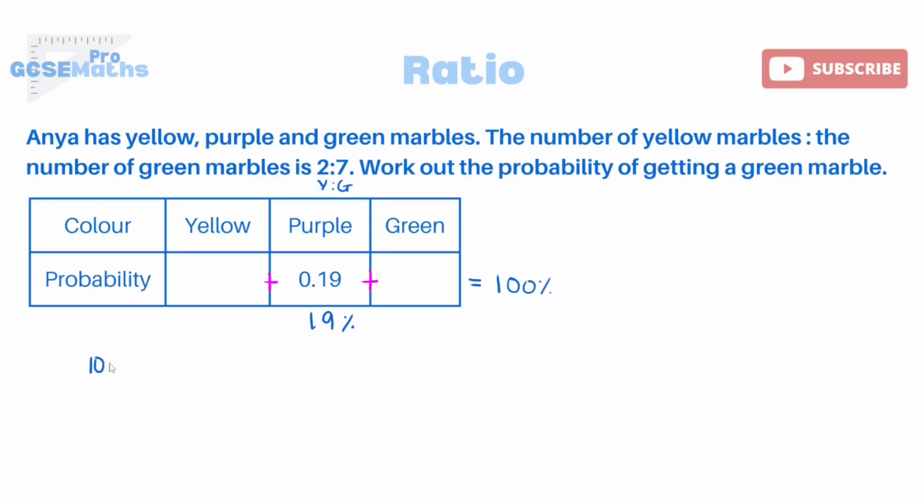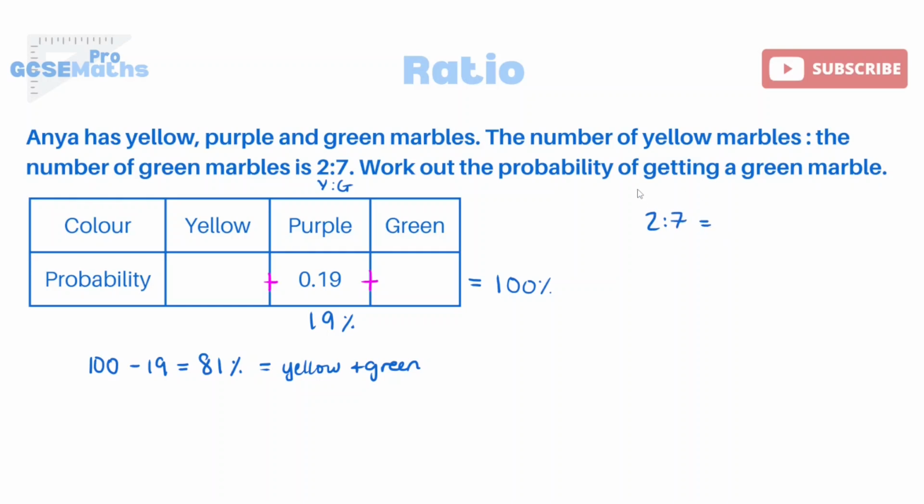So 100 minus 19, if you've got a calculator it might be easier to stick with decimals, but if not, we'll do it this way, which gives us 81. So what we're saying is that for yellow and green together, there's an 81% chance of picking a yellow or a green. Now that we've isolated that, you can almost forget about the percentage, just think of it as 81. I want to share out 81 into the ratio 2 to 7.